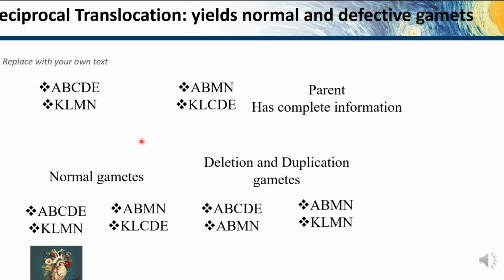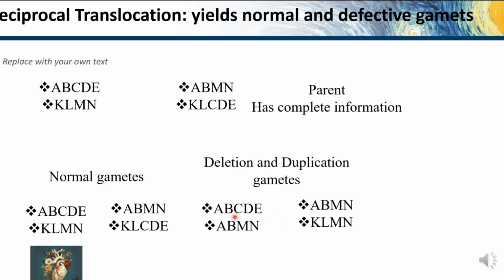So normal gametes can be formed, that is A, B, C, D, E and K, L, M, N. In another case, A, B, M, N and K, L, C, D, E. So all the genes, all the complete information, is also present. Although there is a reciprocal translocation, there is no genetic loss, so the gametes will be normal.